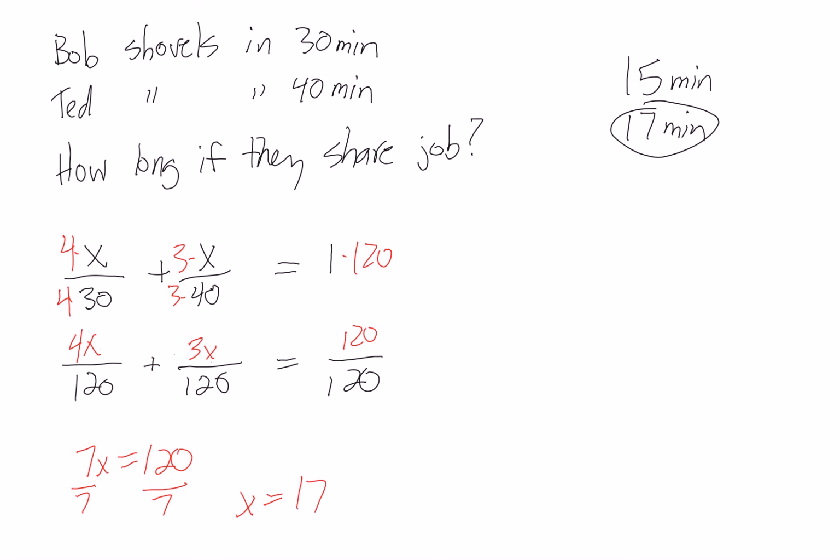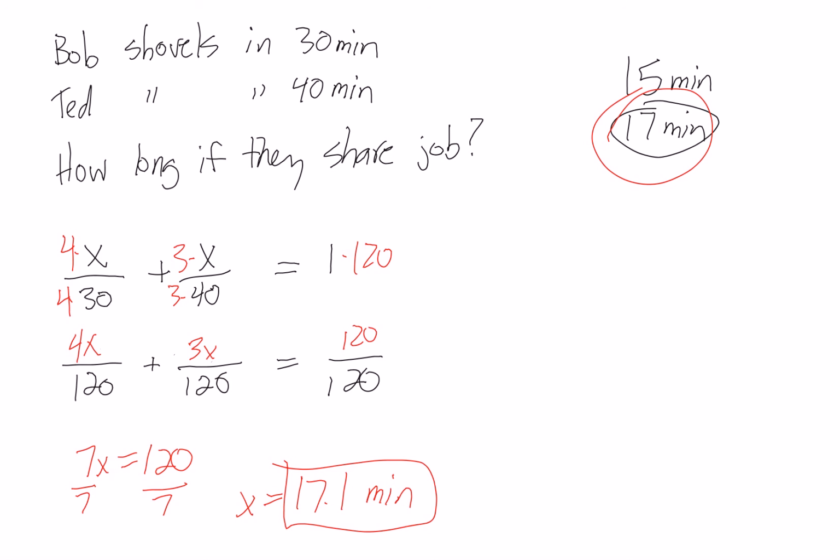which is 17.1 minutes. You can see that our final answer is pretty close to what we estimated right at the start. One guy can do it in 30 minutes, which means two people at the same rate would do it in 15. Because Ted's a little bit slower, it's going to take a little bit longer. So 17.1 minutes is the correct answer.